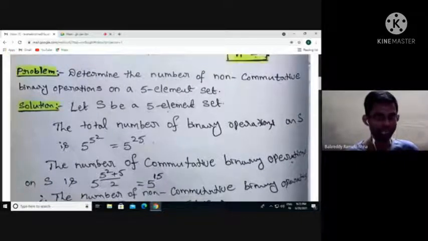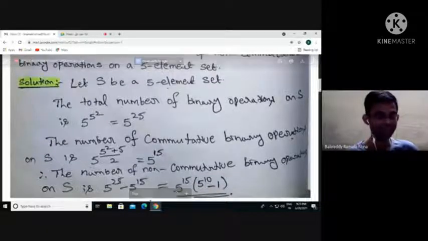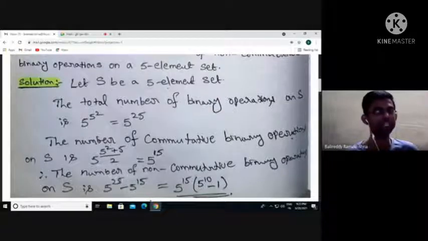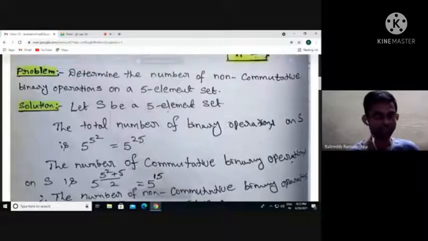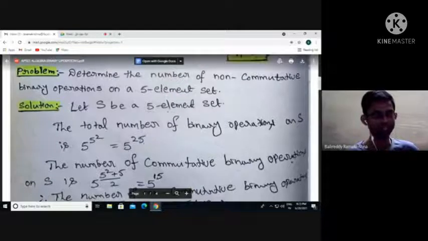Okay. And we know that the number of commutative binary operations on S is given by n to the power (n squared plus n) by 2. That is 5 to the power (5 squared plus 5) whole by 2. On simplification, this is equal to 5 to the power 15. Here 5 to the power 15 is nothing but the number of commutative binary operations. Okay, but in the question it is asked to determine the number of non-commutative binary operations. We know the total number of binary operations and we know the number of commutative binary operations on a set with 5 elements.